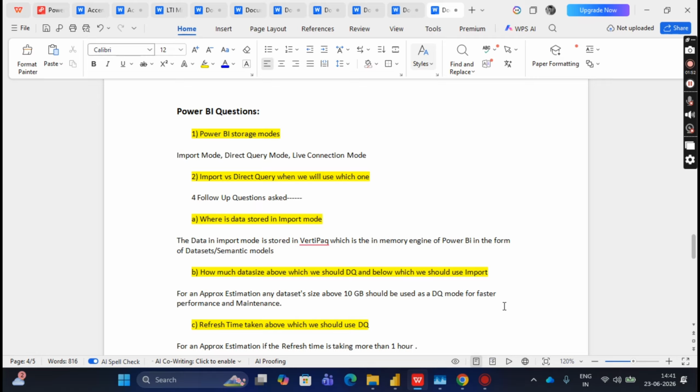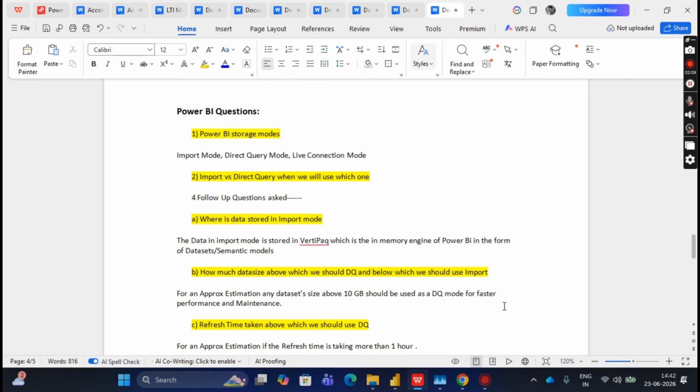Okay, coming to the next follow-up question: how much dataset size above which we should use direct query mode? You should answer like, for an approximate estimation, any dataset size above 10 GB should use direct query mode for faster performance and maintenance.